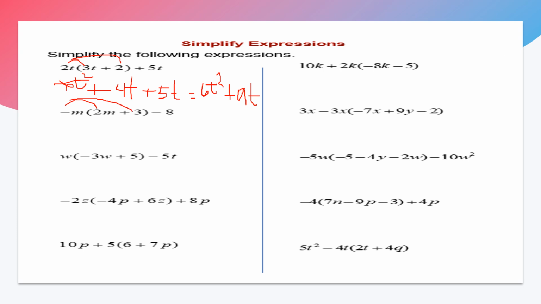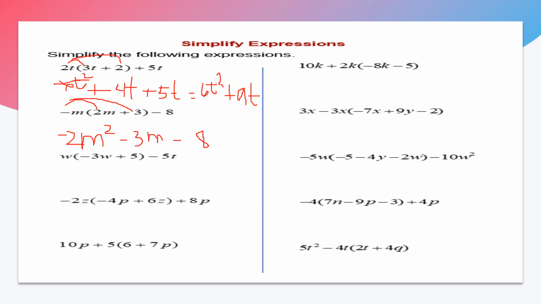Negative m times 2m, that's negative 2m squared. So in multiplication, we add the exponents. Then minus 3m minus 8. Since there are no like terms to combine, this is now your final answer.